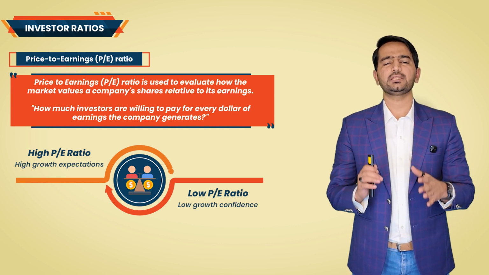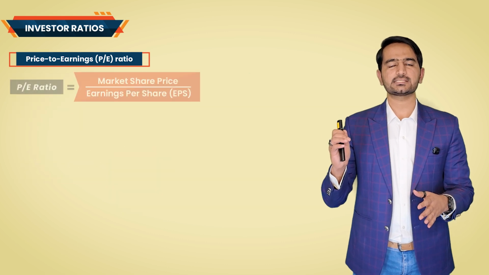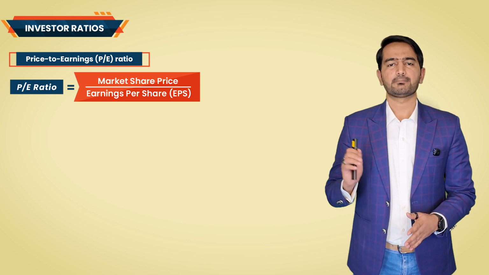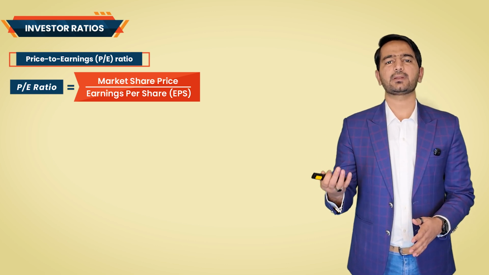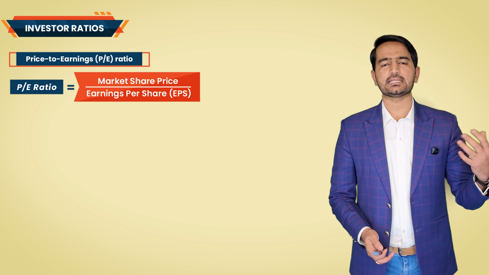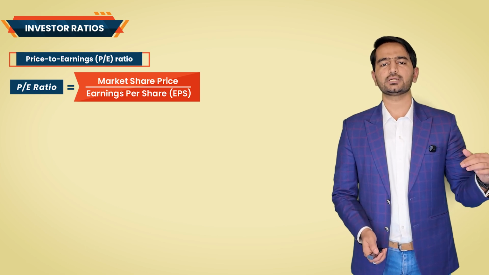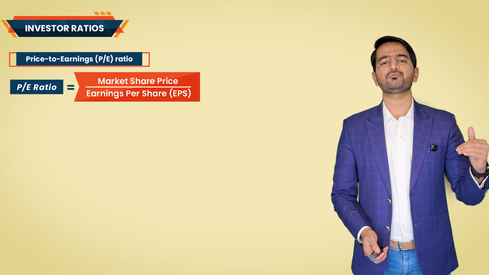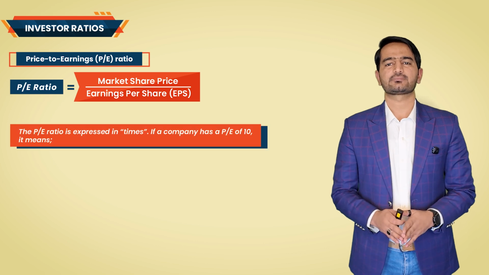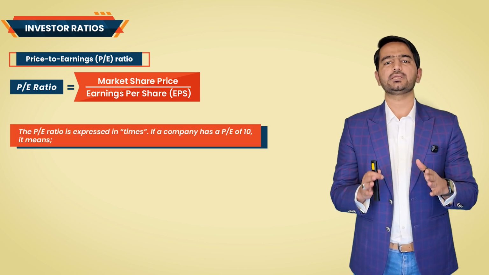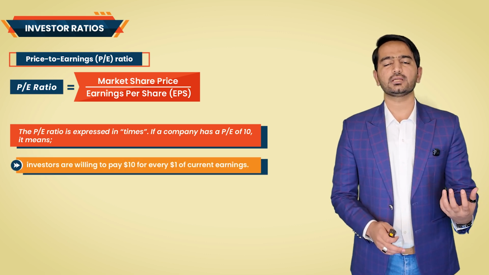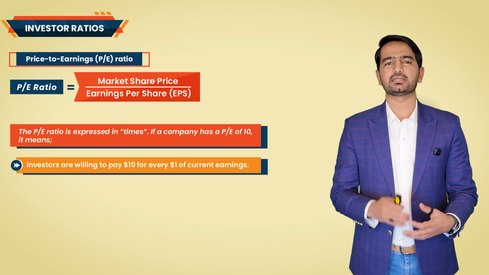The formula for PE ratio is the share market price divided by earnings per share. In this formula, market share price is the current trading price of one share in the stock market, and earnings per share is the company's net income attributable to ordinary shareholders divided by the total number of outstanding shares. The PE ratio is expressed in times, meaning if a company has a PE ratio of 10, it means investors are willing to pay $10 for every $1 of current earnings.